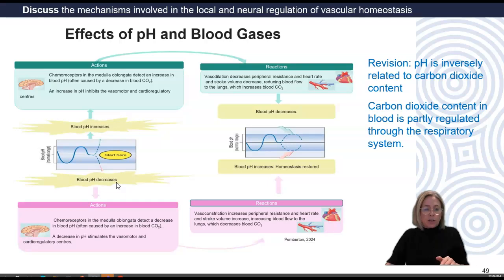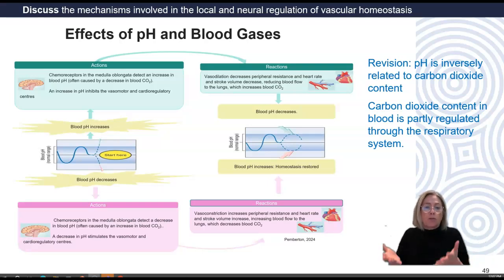Okay, let's have a look now and see what happens when blood pH decreases. So it gets more acidic. Again, those chemoreceptors in the medulla oblongata detect a decrease in blood pH, again often caused by an increase in blood carbon dioxide. And a decrease in pH stimulates the vasomotor and cardioregulatory centers. The reaction to that stimulation, of course, is going to be vasoconstriction, which would increase peripheral resistance, and heart rate and stroke volume will all increase.